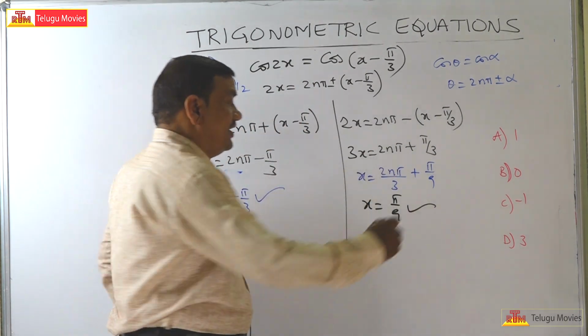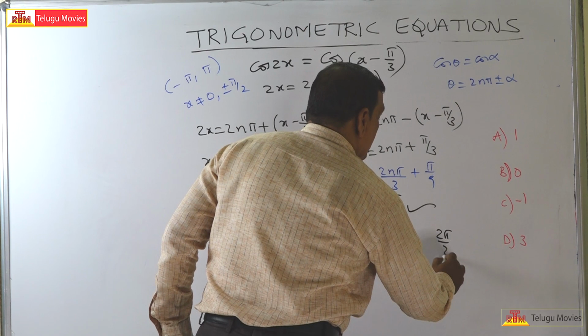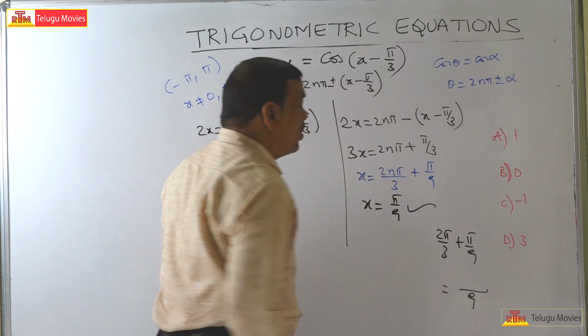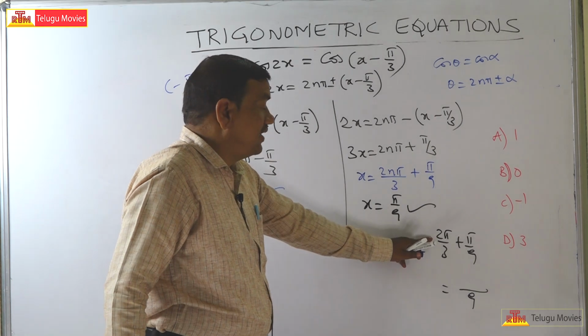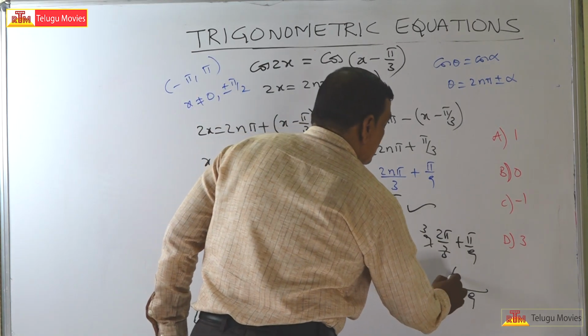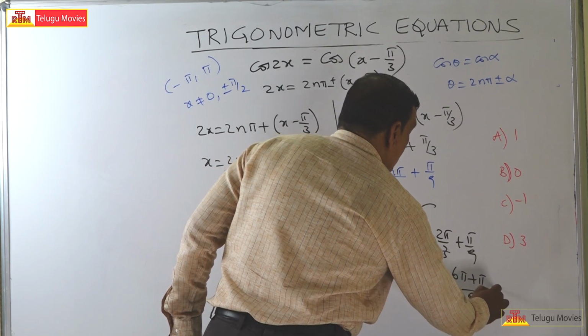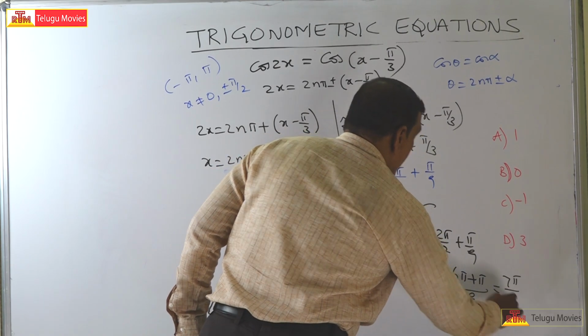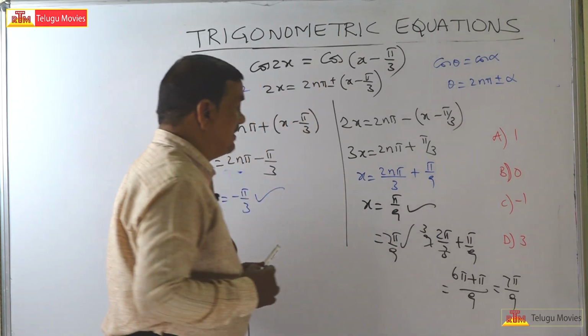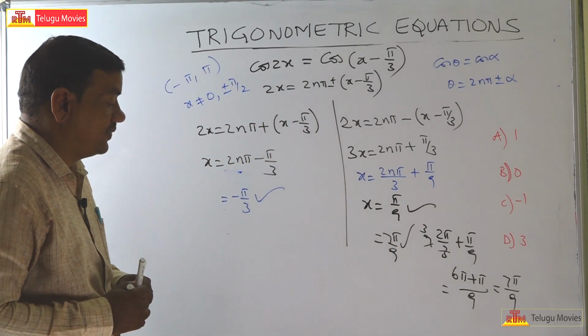2 pi by 3 plus pi by 9. LCM 9. So here how much? 3. 9 means multiply with 9. 3 ones are, 3 twos are 6 pi plus pi. That is equal to 7 pi by 9. Yes, 7 pi by 9 is required.